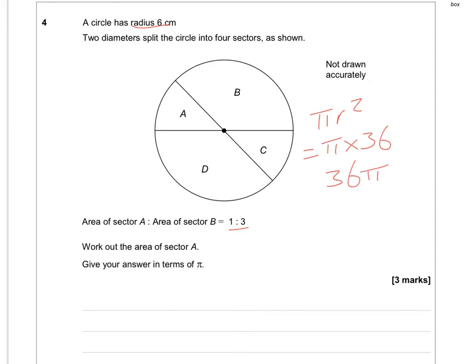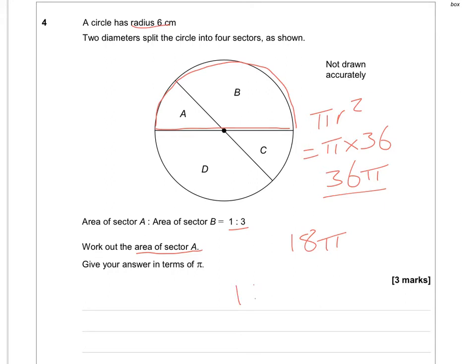Looking at the next part of the question, we are just wanting the area of sector A. Now it does tell us in the ratio that the area of sector A to the area of sector B is 1 to 3. So I'm just going to highlight what I'm looking at here. Really we're only looking at half of the circle. Now because we know the area of the full circle, we can just half that. So that means the area of the half circle at the top is just 18 pi.